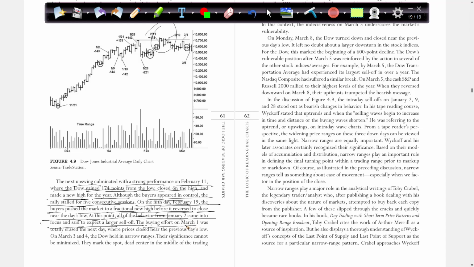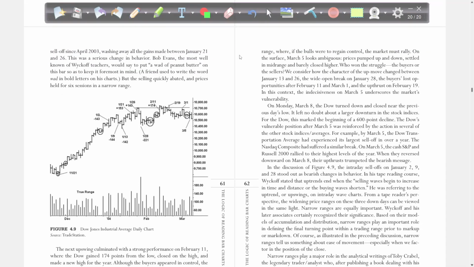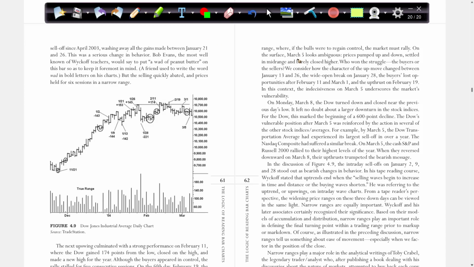The buying effort on March 1 was totally erased the next day, where prices closed near the previous day's low. On March 3rd and 4th, the Dow held in narrow ranges. Their significance cannot be minimized. They mark the spot dead center in the middle of the trading range, where if the bulls were to regain control, the market must rally.